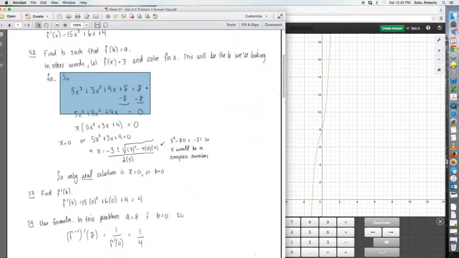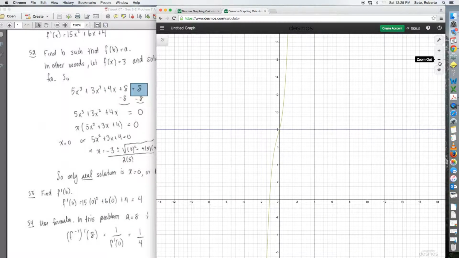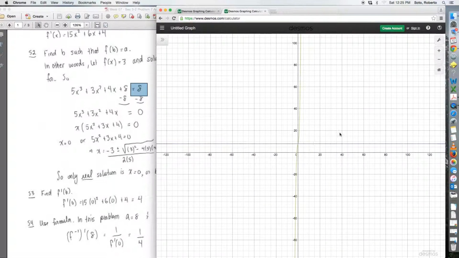And when you think about what that means, equaling 8, it means that it's a horizontal line. I want a line y equals 8 that's horizontal. And I want to know when these two lines intersect. Now notice the purple line is the y equals 8 line, the horizontal line. The green line is the cubic line. And notice that no matter how much I zoom out, they only cross at one point.